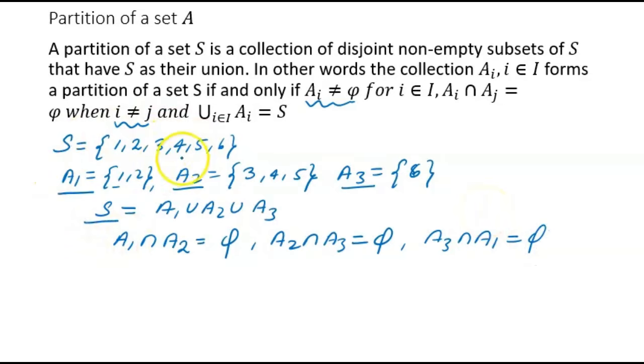So it means that the requirement for this collection of subsets to be a partition is fulfilled. What was the first requirement? That each of them should be non-empty. Second requirement, their union should be the whole set S. And the third requirement is that their intersection must be equal to the empty set, and that should be true for all possible pairs of subsets of S, right? So this is how we define the partition.